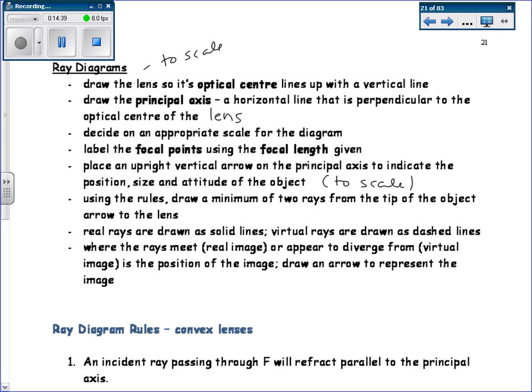And then you're going to use the rules, and we're going to talk about rules. There's 3 of them that work for convex lenses, 2 that work for concave lenses. Draw a minimum of 2 rays from the tip of the object arrow to the lens. Real rays are drawn as solid lines, virtual rays are drawn as dashed lines, and where the rays meet for a real image, or appear to diverge from for a virtual image, is the position of the image. And then you're going to draw an arrow that represents the image.